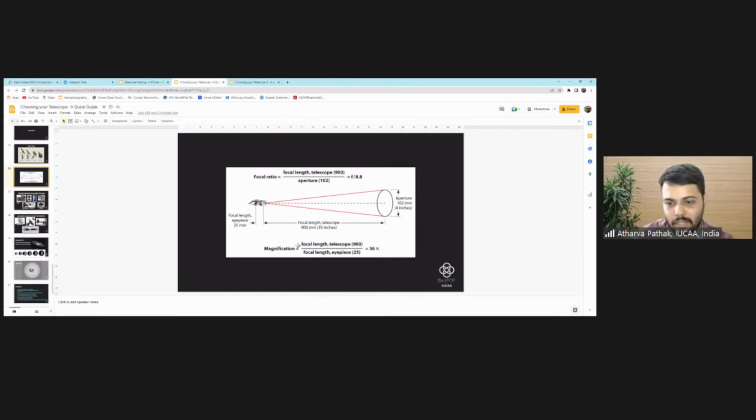In the example shown on the screen, for a given telescope of focal length 900 mm, if a 25 mm eyepiece is used, you just divide the focal length of the telescope by the focal length of the eyepiece, and that will give you the magnification. So it is 36x magnification, meaning the setup, a 25 mm eyepiece along with a 900 mm focal length, will yield 36x magnification as compared to the view seen from the naked eyes. So this is how you calculate the magnification of a telescope, and this is how you calculate the focal ratio of your telescope.